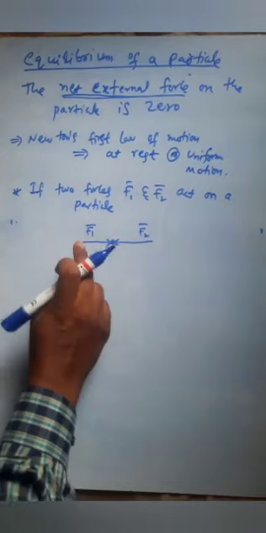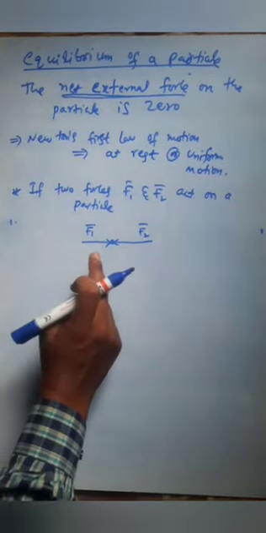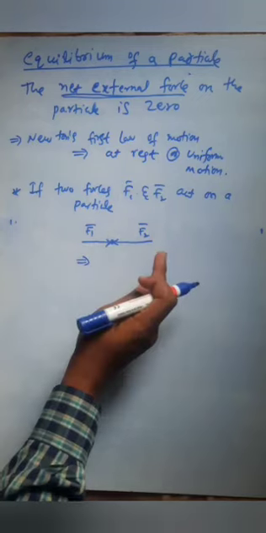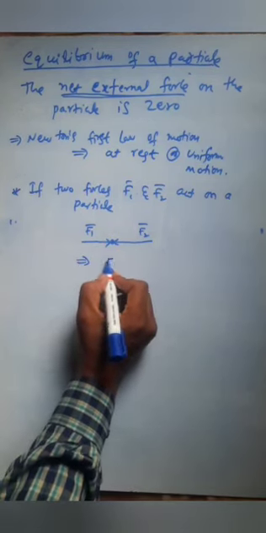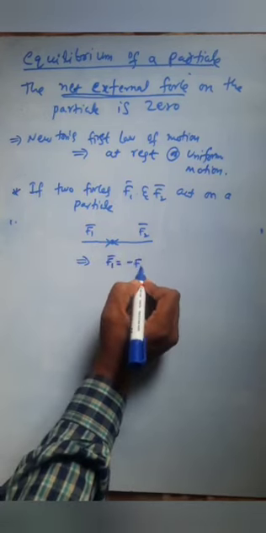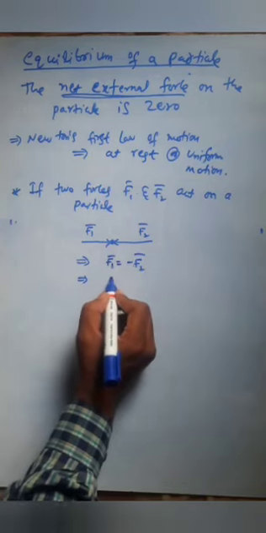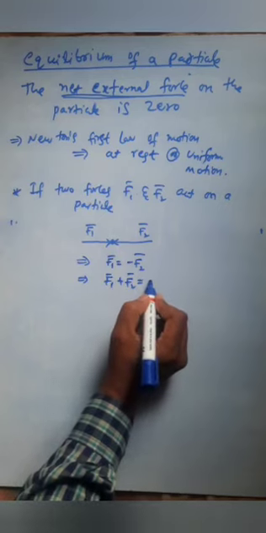If two forces F1 bar and F2 bar act on a particle, then according to Newton's third law, both forces are equal and in opposite directions. So we can write F1 bar is equal to minus F2 bar. From this, how can we write? Taking the left side, F1 bar plus F2 bar is equal to 0.